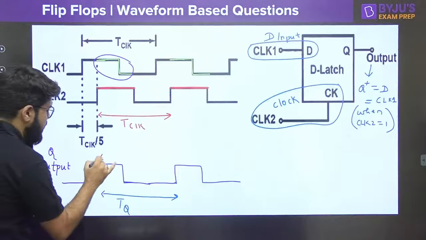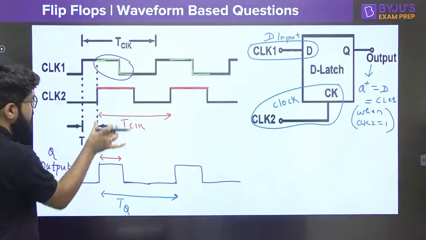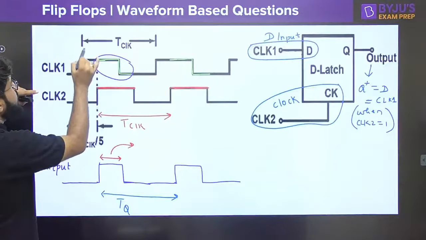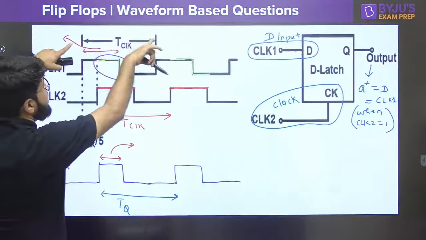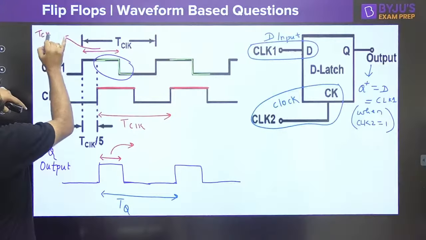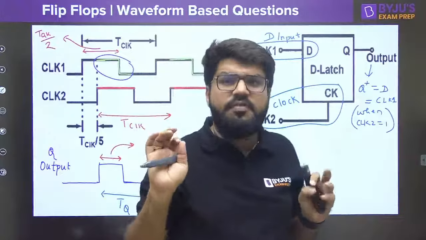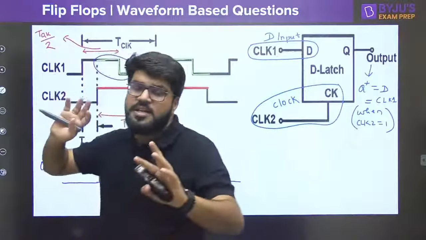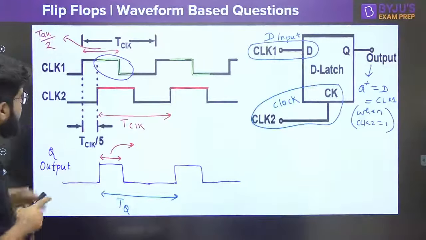But then how much is this period for duty cycle? For duty cycle, we have to take the on time period also. How much is this particular time? If the total time period is T clock, this is T clock divided by 2, because the clock duty cycle is 50%. 50% means 50% on, 50% off, so it is on for half the clock period.